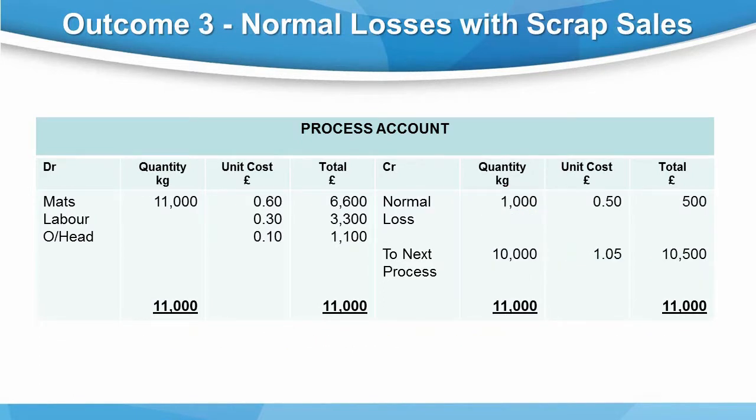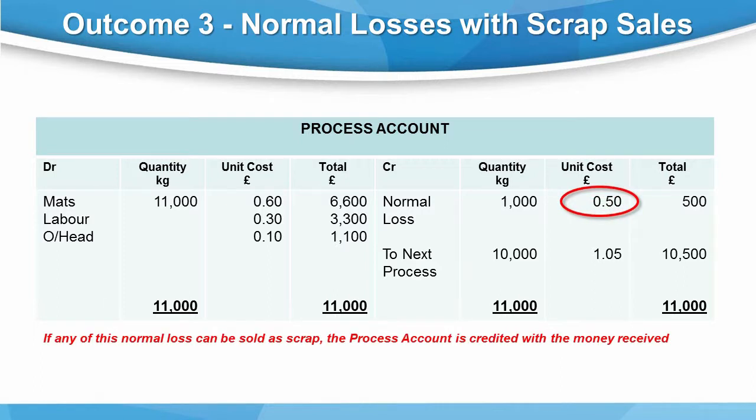Situations where the scrap is sold are dealt with in a similar way, except we'll credit the process account with the proceeds of the sale of scrap. This will have the effect of reducing the cost per unit of output to the next process. Here, scrap is sold for 50 pence per kilogram, so with 1,000 kilograms being sold, this will bring in proceeds of £500. Because 1,000 kilograms are scrapped, we only have 10,000 kilograms of good production.